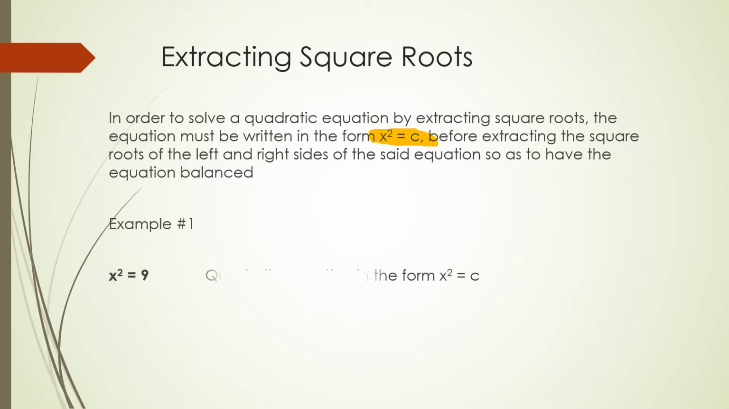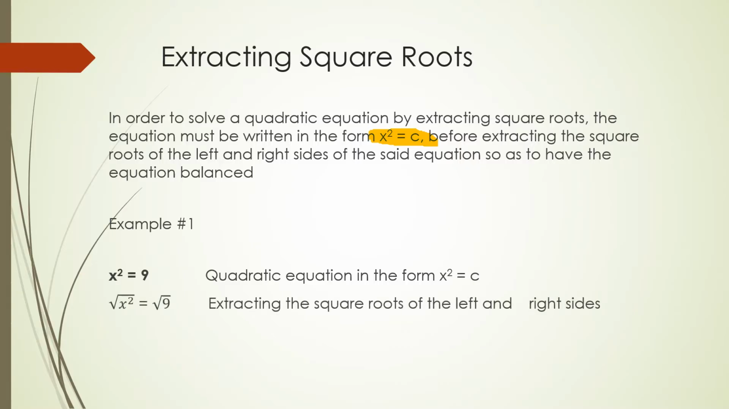Example number 1, the given is x squared is equal to 9. So the quadratic equation is in the form of x squared is equal to c. So wala kang kailangang baguhin. So you need to extract the root of both sides, left and right. So you have x is equal to positive and negative 3.